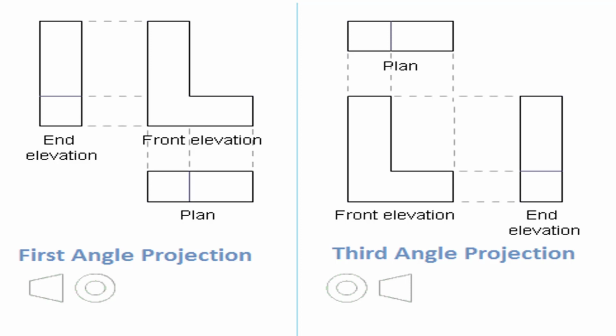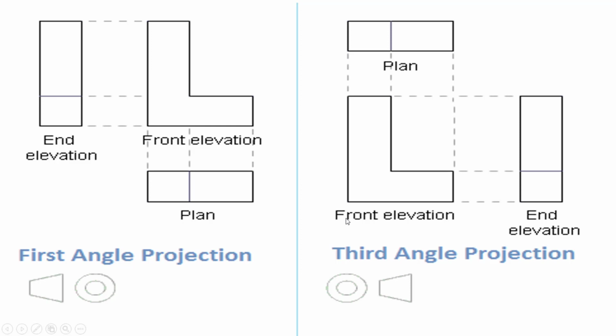In short, this is the first angle projection. If I consider the object is here and you're standing, the front view will lie here and the top view will lie here, and if you move it clockwise, first comes the front view and then the top view. In third angle projection, you're standing here, the front will be here and the top will be here, seen from the bottom. If you move it clockwise, the first one is the top view and the second one is the front view. You need to consider that.